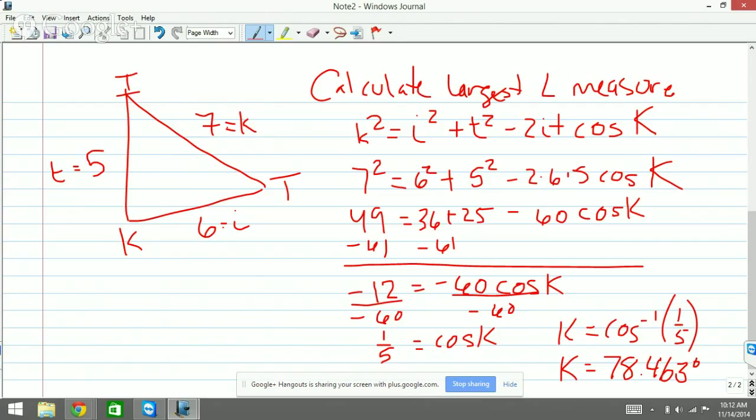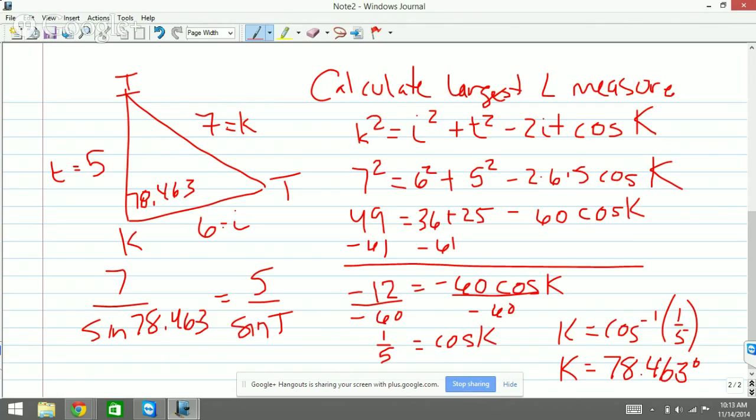Could I use the same formula to solve for T or I? We can use the law of sines too. What if you find the other angle? Law of sines is just shorter. So I encourage you to use the easier one. 7 over sine 78.463 equals 5 over sine T.